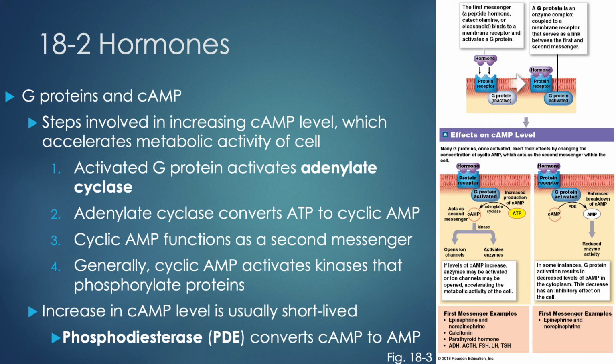Adenosine triphosphate is the energy currency of the cell. And AMP is going to be a precursor of this, because remember that AMP is adenosine monophosphate and ATP is adenosine triphosphate. The steps involved in increasing the cAMP level, which will accelerate the metabolic activity of the cell, include the following. Activated G proteins are going to activate adenylate cyclase, and then that adenylate cyclase can convert ATP to cyclic AMP. Cyclic AMP then can function as a second messenger, and generally we're going to see that cyclic AMP will activate kinases, and those kinases will then phosphorylate proteins.